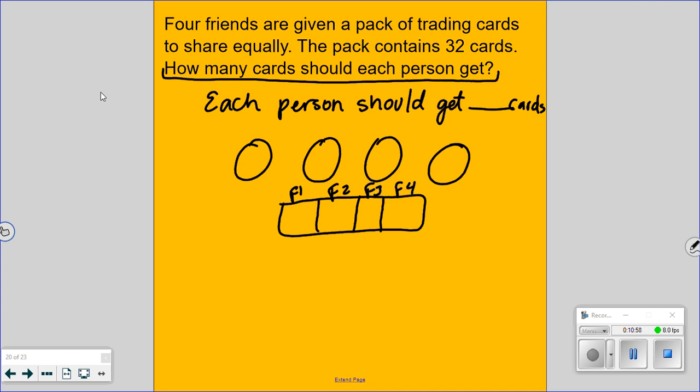Dorian, can you read that next sentence? The pack contains 32 cards. When I'm sharing that with my friends, is my total number of cards going to be more than 32? No. Are they magically going to get more cards? No. Are they magically going to get less cards? No. So, if I share them out and then push them back together, how many will I have? I'll still have 32. I'm just now going to share them with my friends.